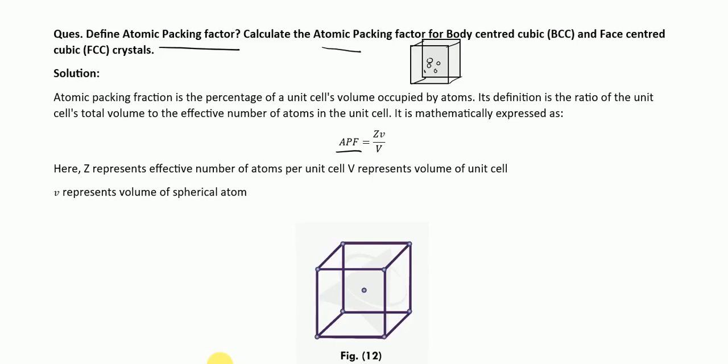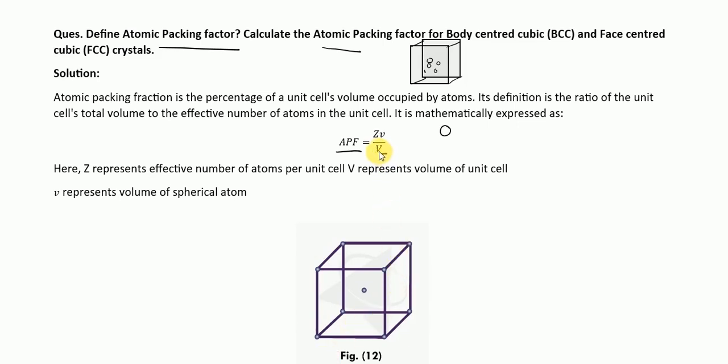So, mathematically, APF, or atomic packing fraction, is defined as the ratio of the volume occupied by the atoms, which is spherical in nature, divided by the total volume of the unit cell. So the formula is given by APF equals Z v divided by V. So Z is the effective number of atoms in a unit cell, v is the volume of a single atom, which is treated as a sphere, and capital V is the total volume of the unit cell. Right?